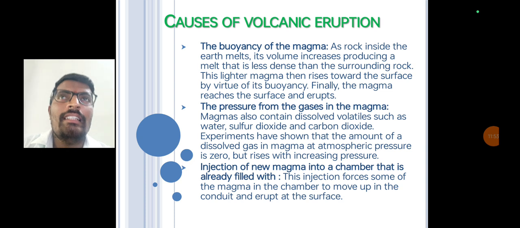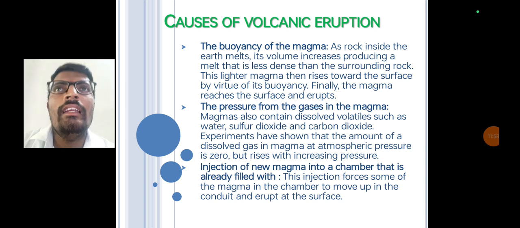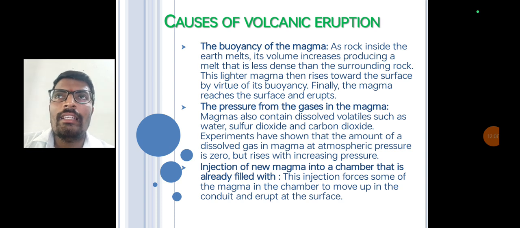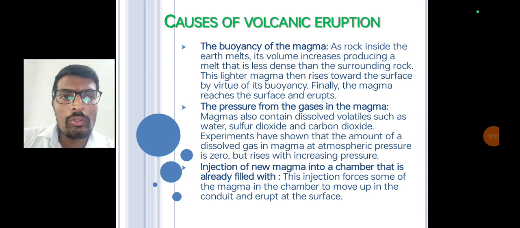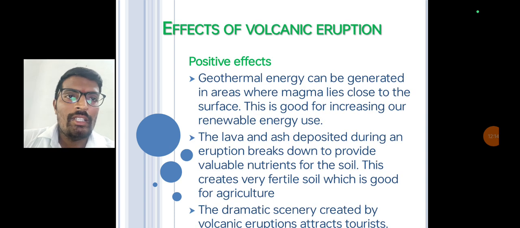So this results in the magma chamber already being filled with magma, and additional magma is added to it from another magma chamber. The pressure from the dissolved gases and the volume of the magma rises to reach the ground surface. So these are the causes of the volcanic eruption. Now coming to the effects of volcanic eruption.